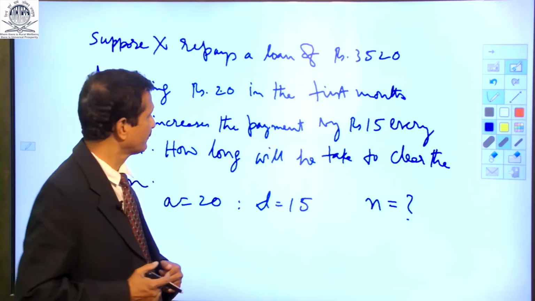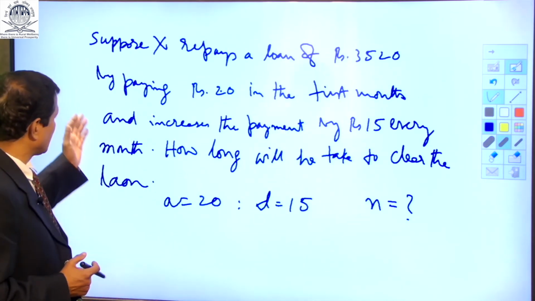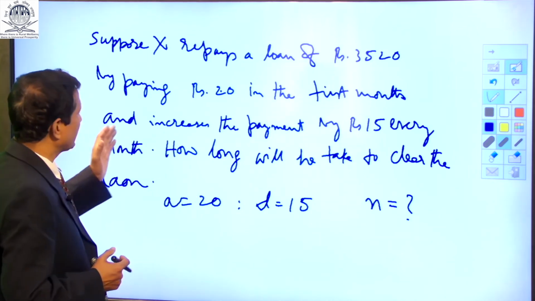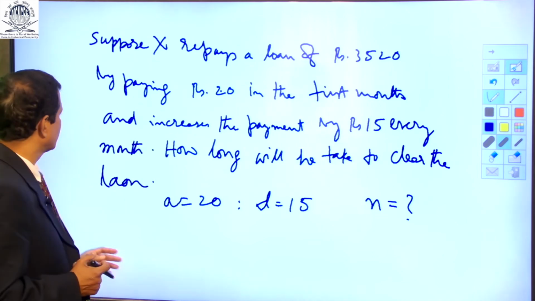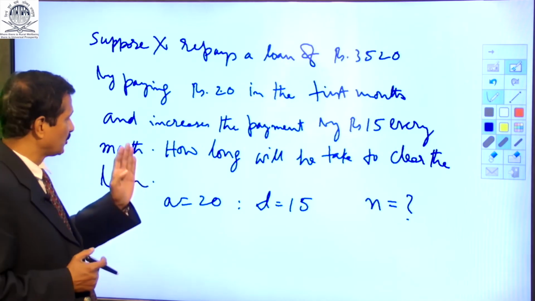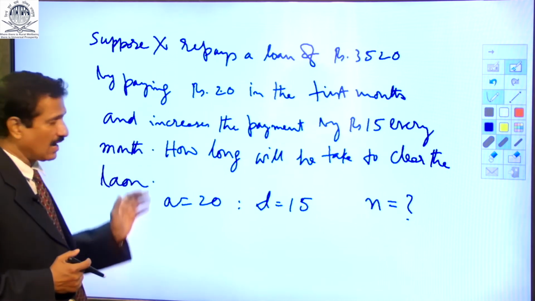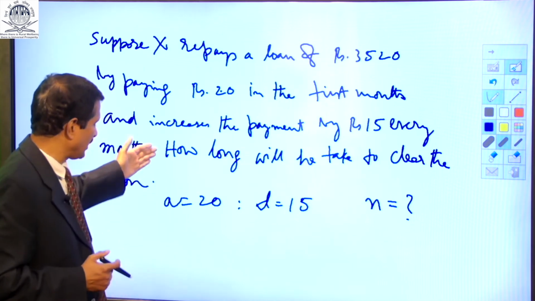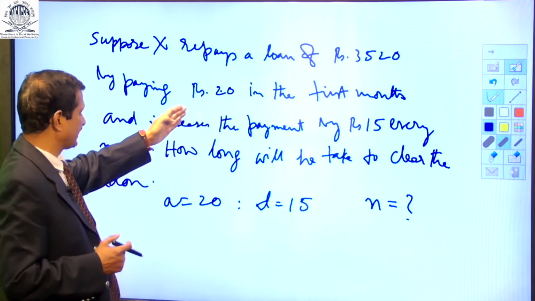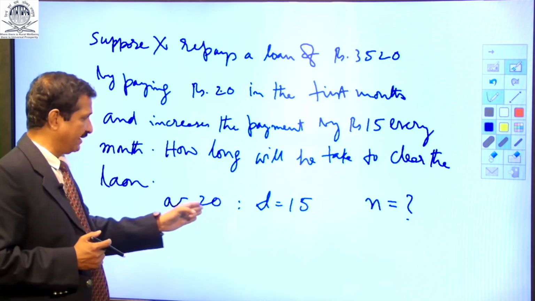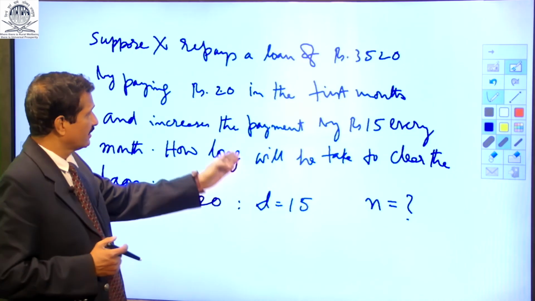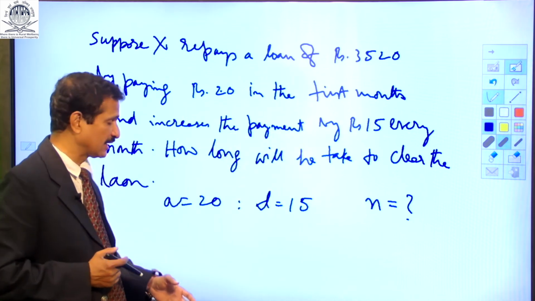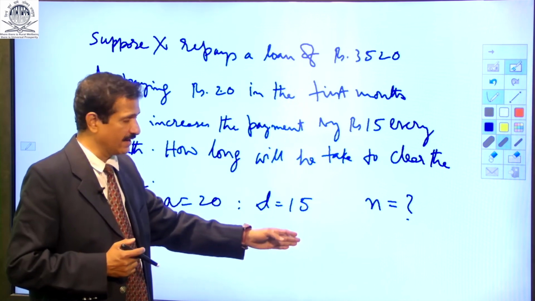Let us read the problem now. The problem is, suppose X repays a loan of rupees 3,520 by paying rupees 20 in the first month and increases the payment by rupees 15 every month. How long will he take to clear the loan? So here in the problem, the initial amount that he is paying is 20. So A is 20, and every month thereafter he is paying 15 rupees more. So it is an increment of 15 rupees that he pays. So the common difference D is 15.